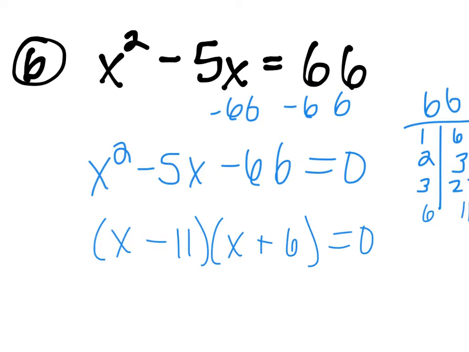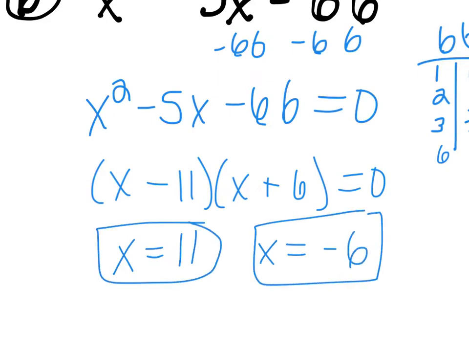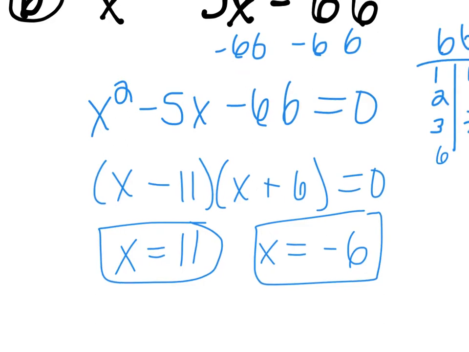Guys, a lot of you on your quiz stopped right here. You factored it fine, but it says to solve. What's the next step? Equal to 0. So x equals what? x equals 11 and negative 6. Good. Very good. That one extra step: if it says to factor and solve, or solve by factoring, factor completely, whatever, you have to solve the question. x equals.